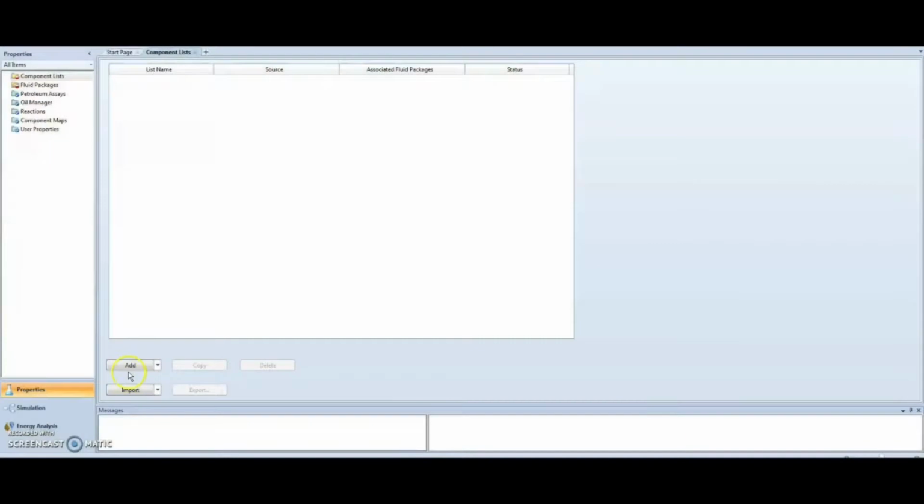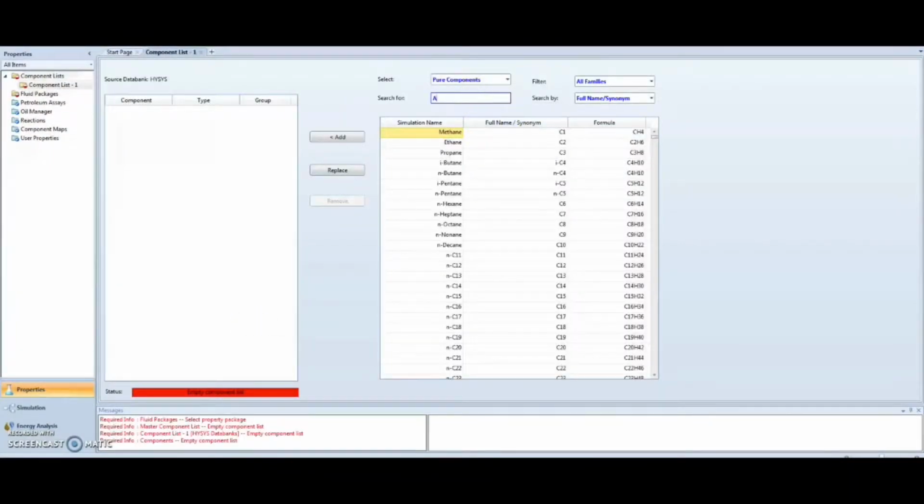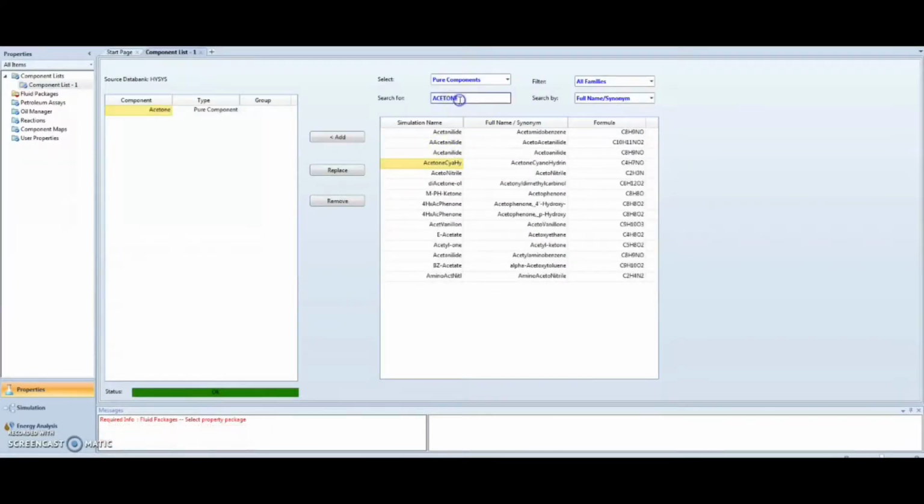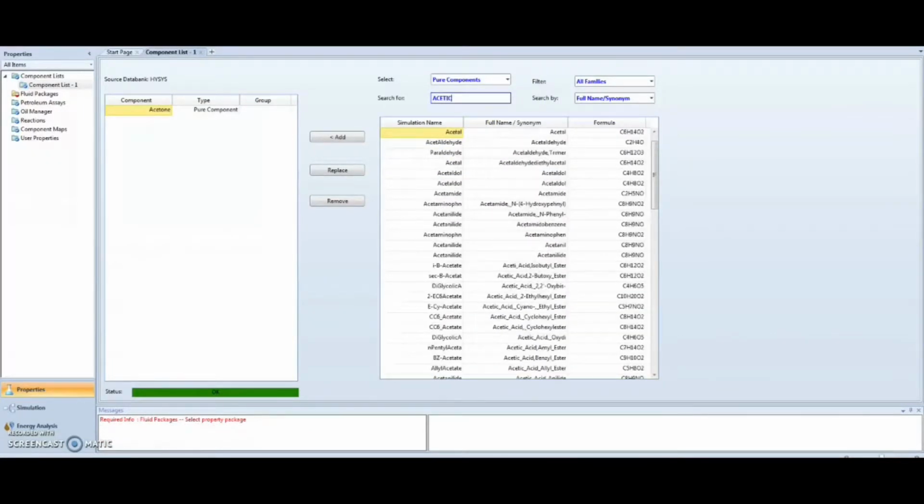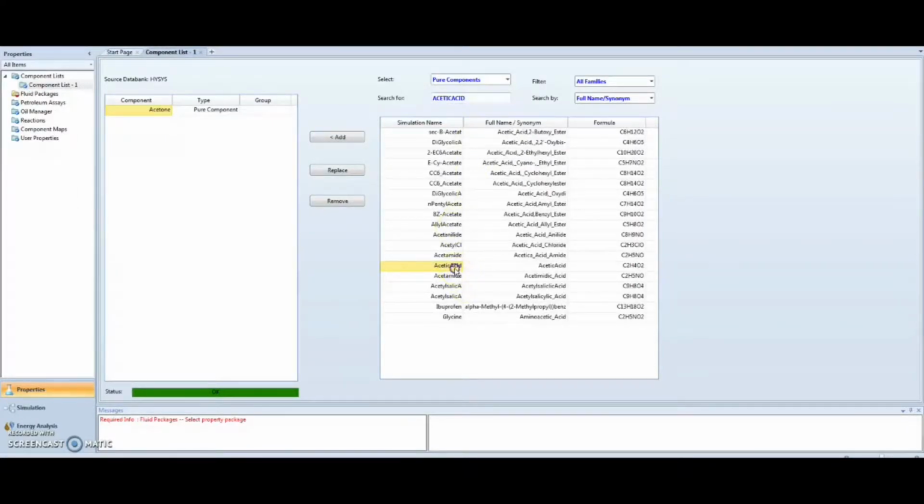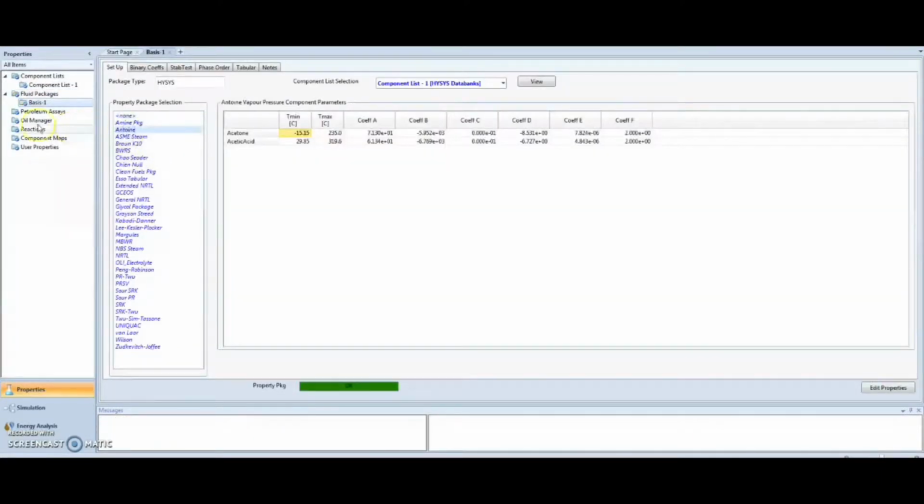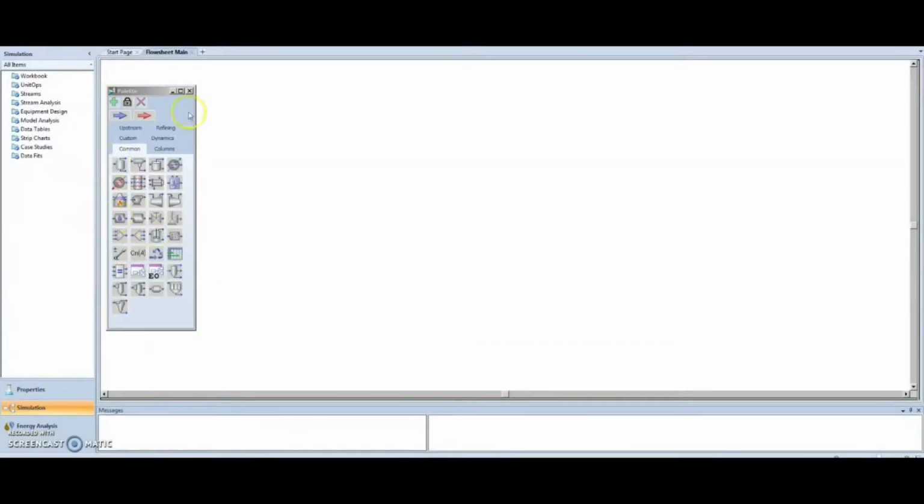Hi, I'm Haja, and I'll be explaining step by step how to run the HYSYS program based on the case study given. The first thing that you have to do is to add the component list. The components that we use based on the case study are acetone and acetic acid. After that, go to the fluid package tab and choose NRTL as the fluid package. And then go to the simulation tab and add the material stream.